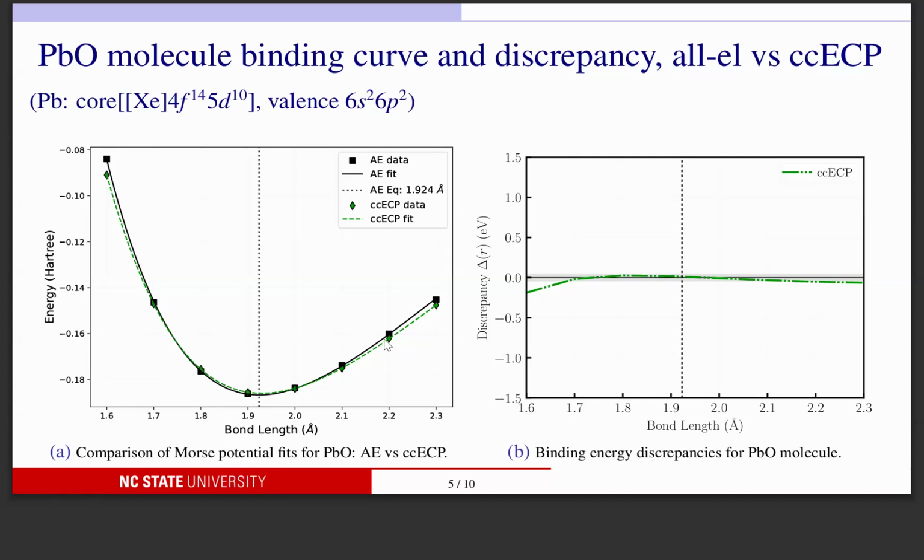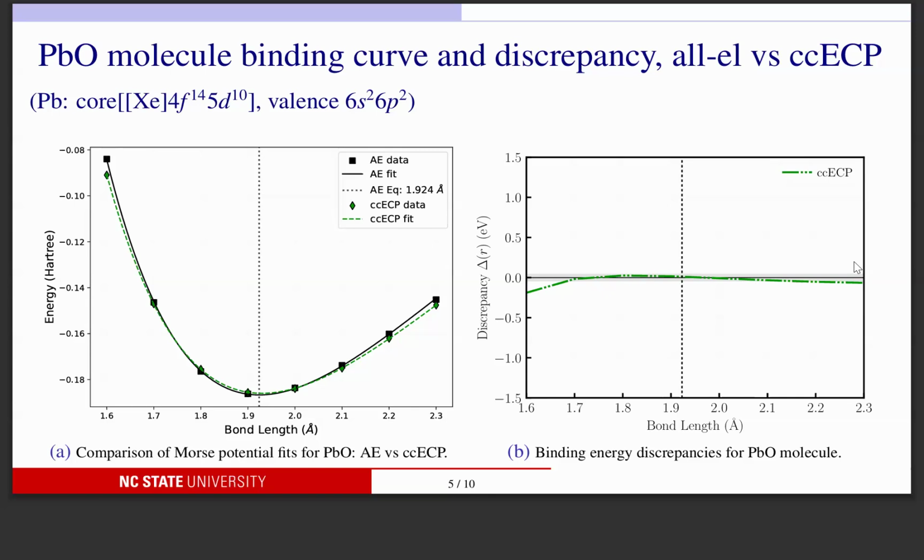Okay, so let's move to the figure on the right. Here I calculated the discrepancy between CCECPs and the all-electron reference, converted the units to electron volts, and you can see the gray band here represents chemical accuracy, which is about 43 millielectron volts. And you can clearly observe how the CCECPs maintain accuracy across geometries, and basically the CCECP consistently achieves the chemical accuracy threshold.